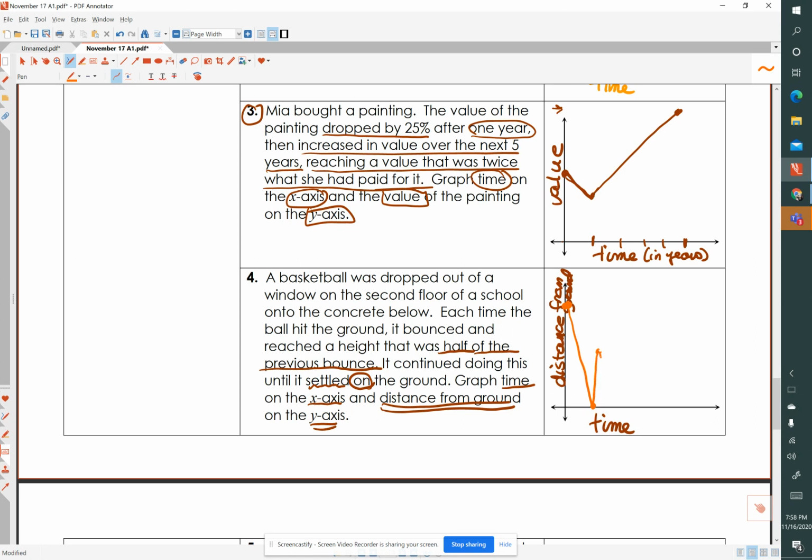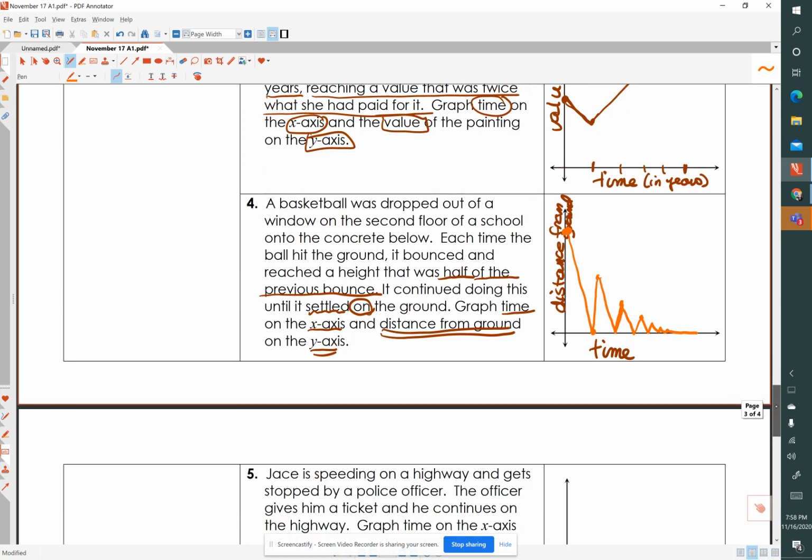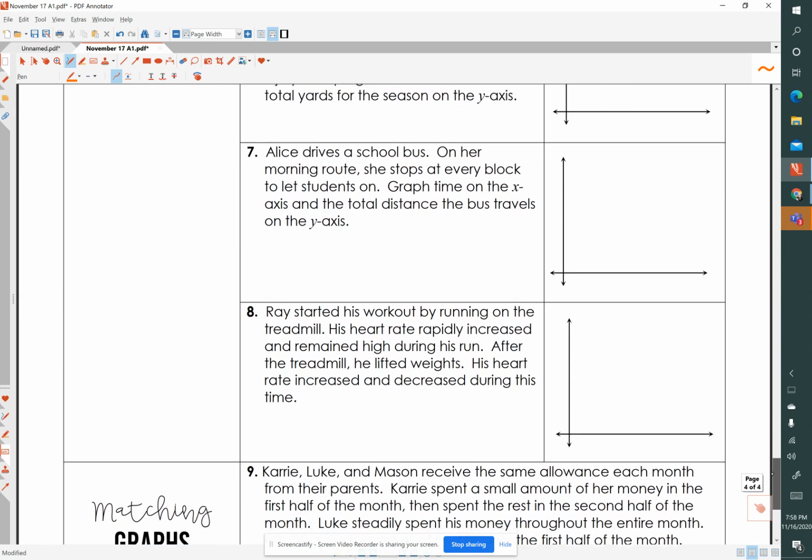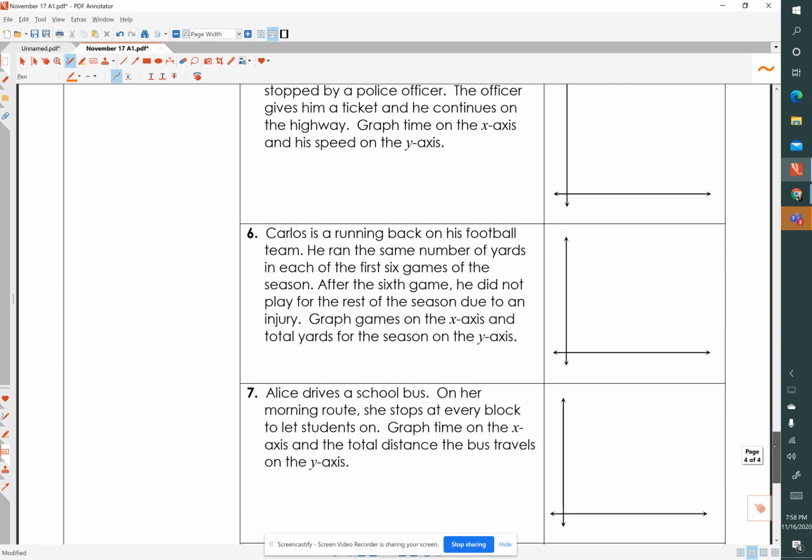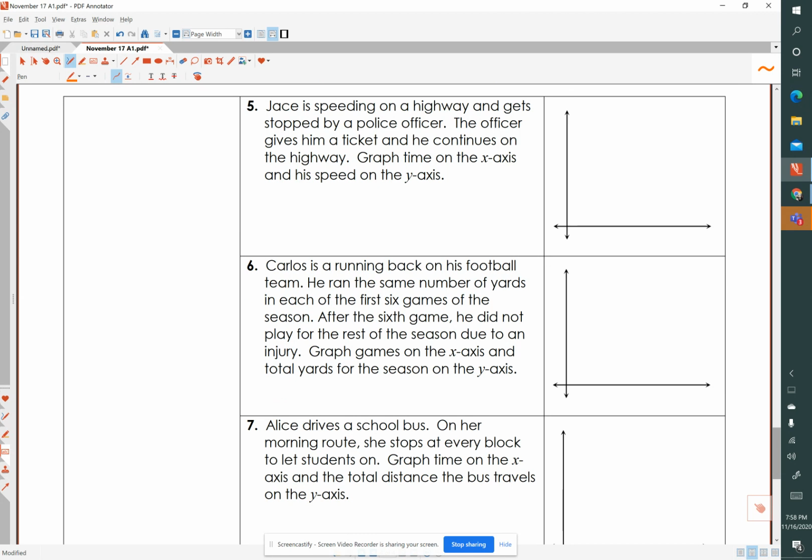Now it's going to hit the ground again. The halfway would be about here. And it's going to hit the ground again. Now halfway would be about here. And each time that it hits the ground, it's going to go halfway until it finally settles on the ground. So that's the real world graph with the story of the basketball. So take a few minutes and I want you to read 5, 6, 7, and 8 and try those on your own. And then come back to the video.